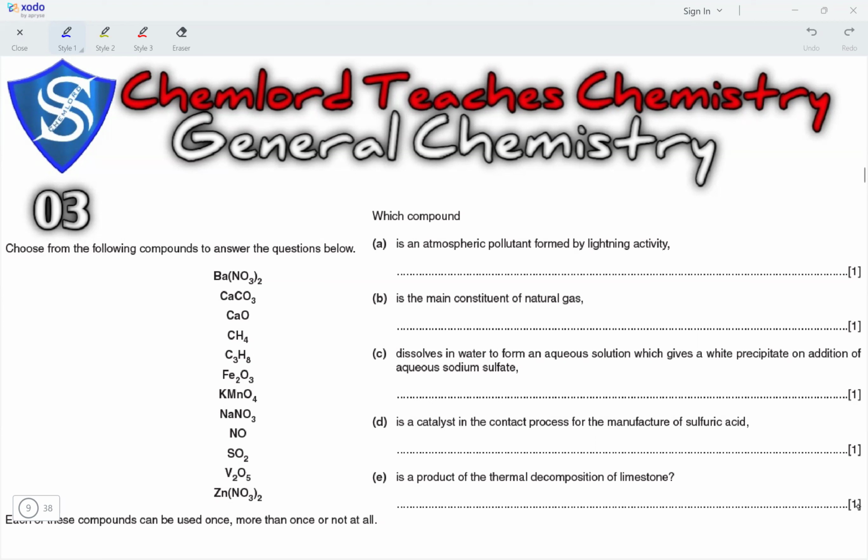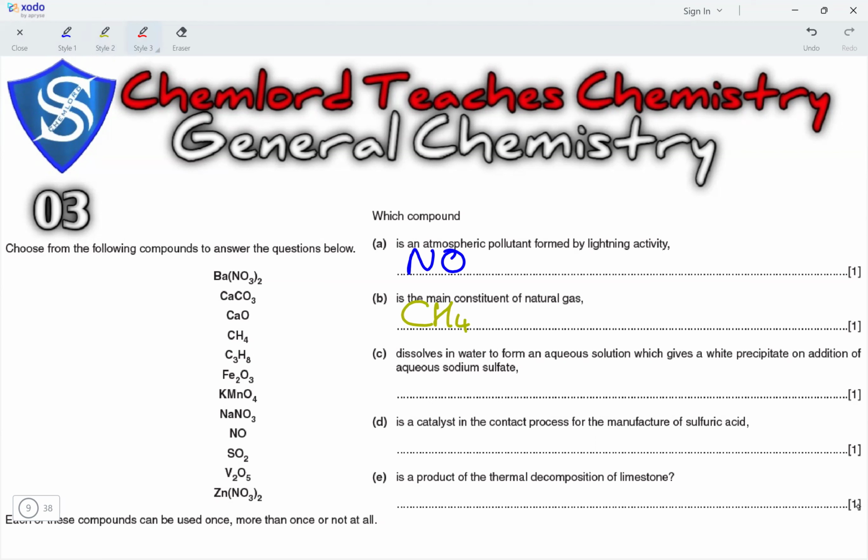Which compound is an atmospheric pollutant formed by lightning activity? So, when lightning occurs, the nitrogen and oxygen in the atmosphere react together to form nitrogen monoxide, which is NO. Next, which is the main constituent of natural gas? Natural gas mainly consists of methane, and the formula for methane is CH4.